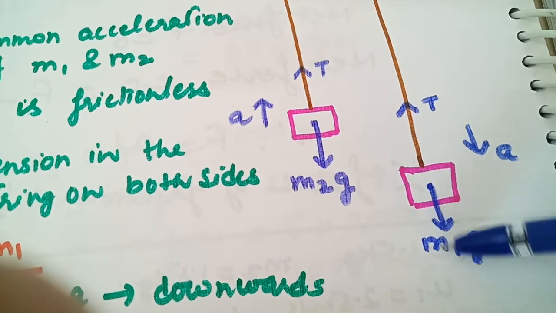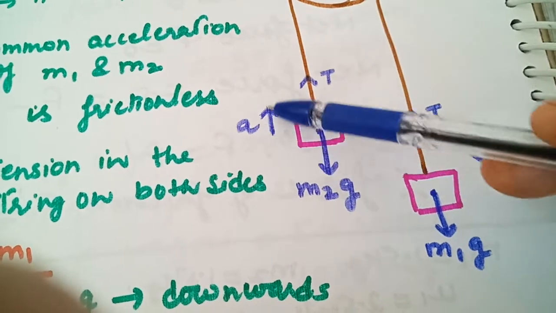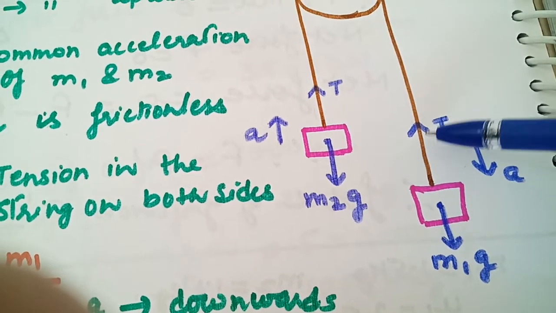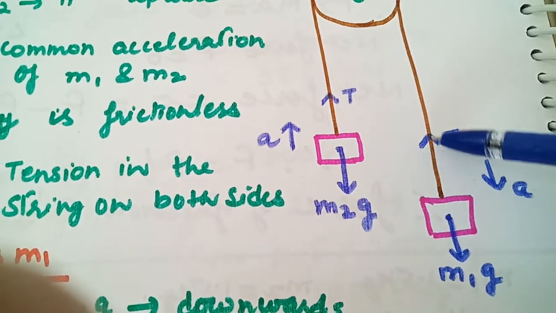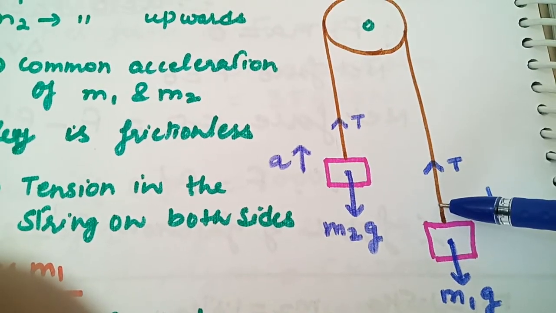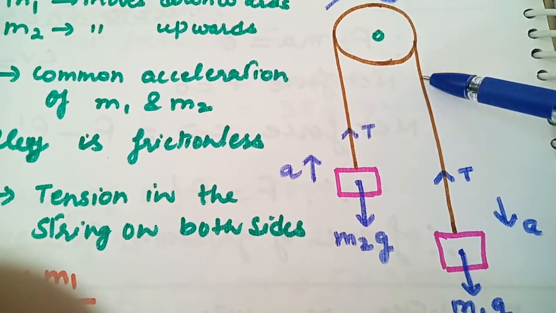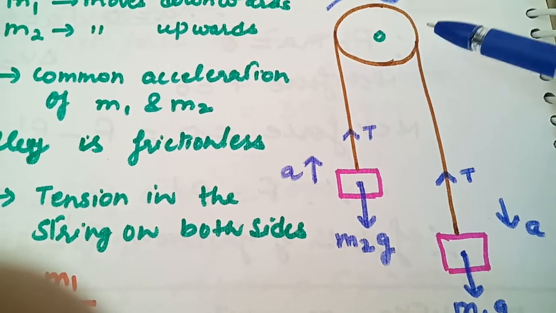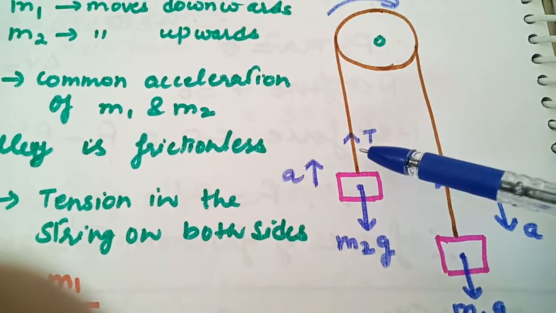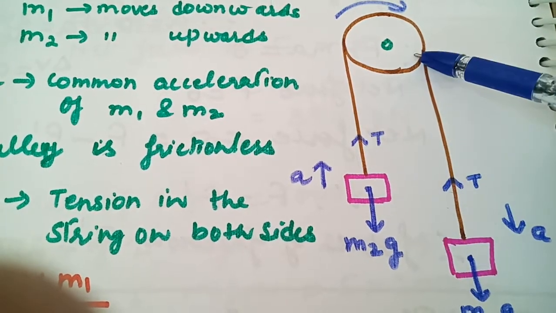As this body moves downward with acceleration a, the other body moves upward with the same acceleration. So the acceleration produced in both the bodies will be the same. Now here we have one more kind of force, which is known as the tension in the string. T is the tension in the string, and tension in a string always acts toward the suspension point. So for this part of the string, the string is attached at this point, and tension is directed toward the suspension point. Here also the tension is directed towards the suspension point. So both the tensions act in the upward direction.